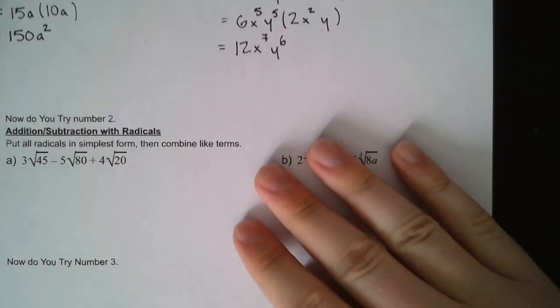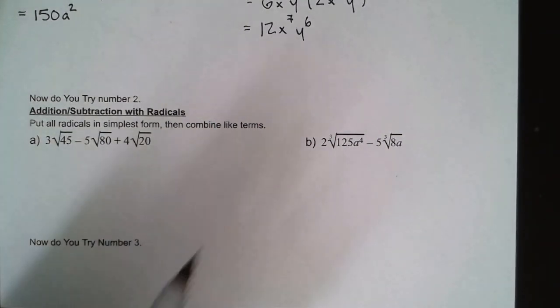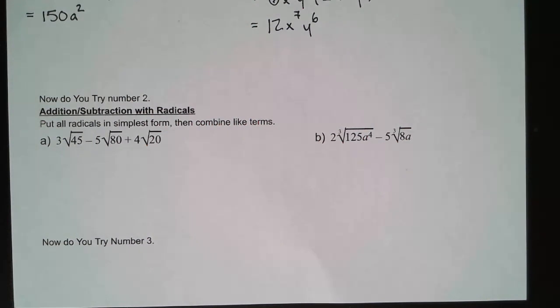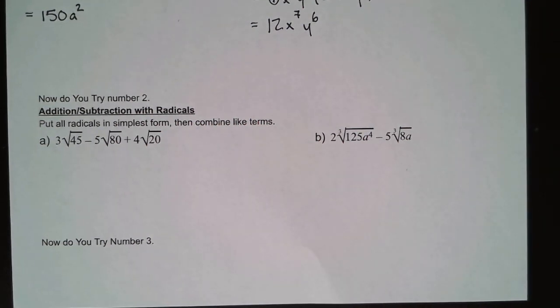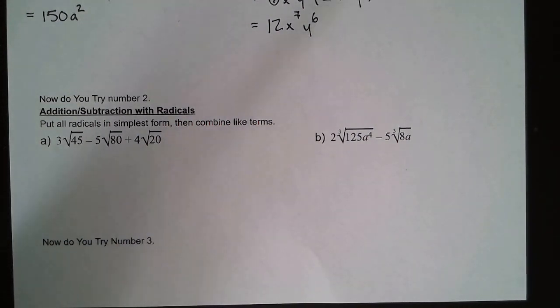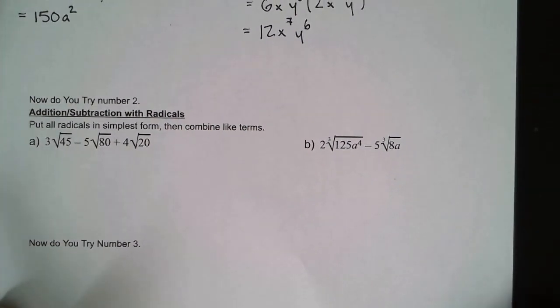We have addition and subtraction with radicals. So for this, we need to put radicals in simplest form and then combine like terms. Now, when we say combine like terms, that means we can only add or subtract them together if they have the same index and the same radicand. So first we're going to do part A.